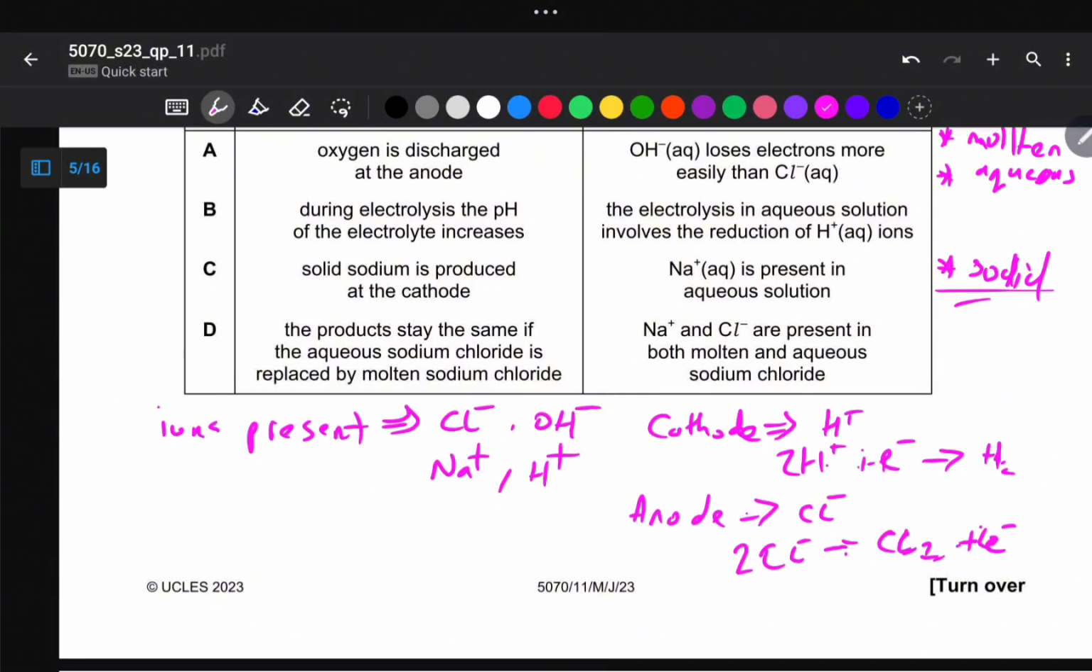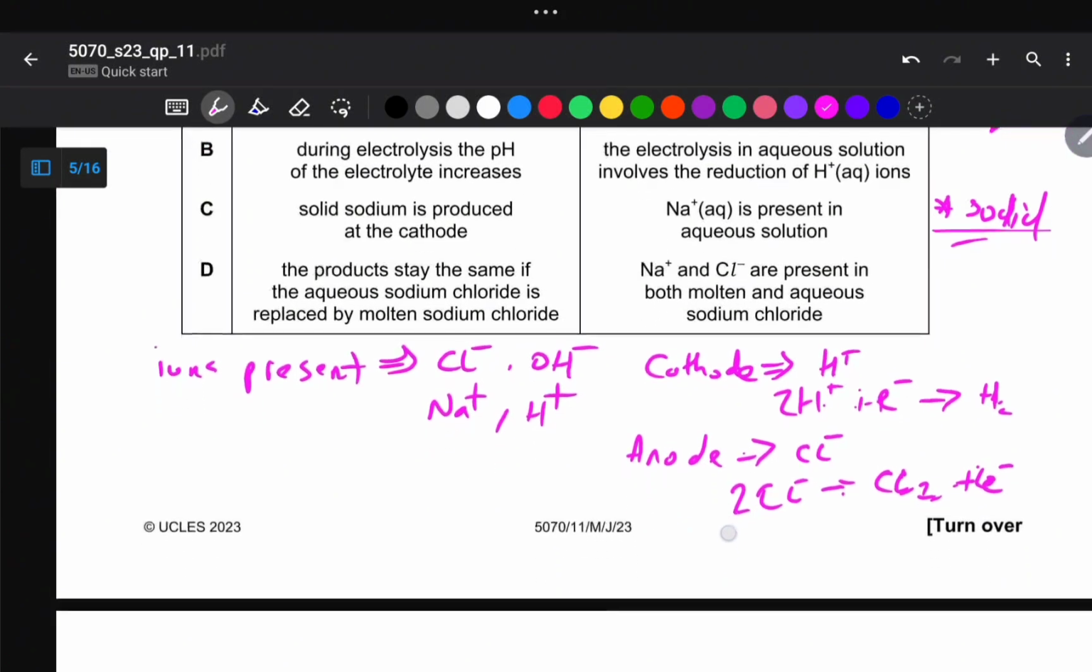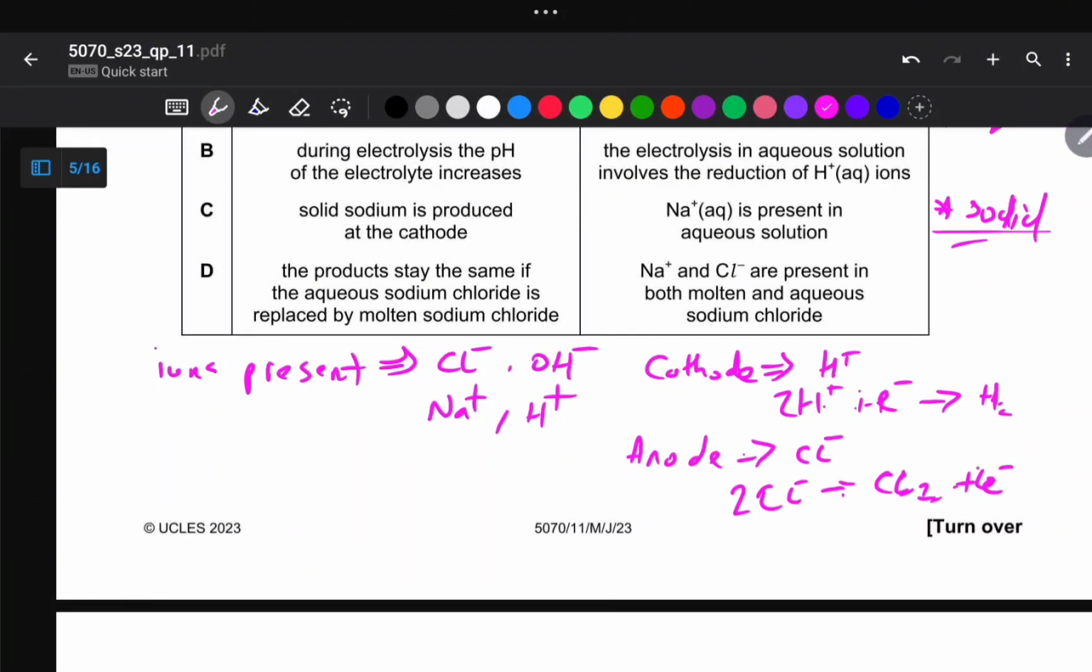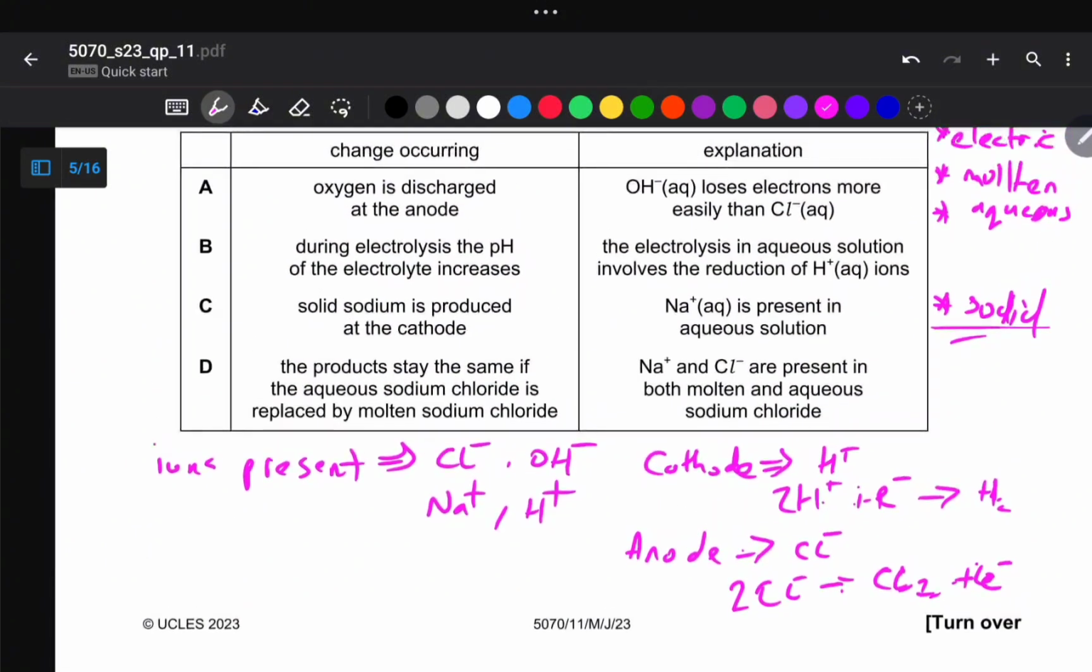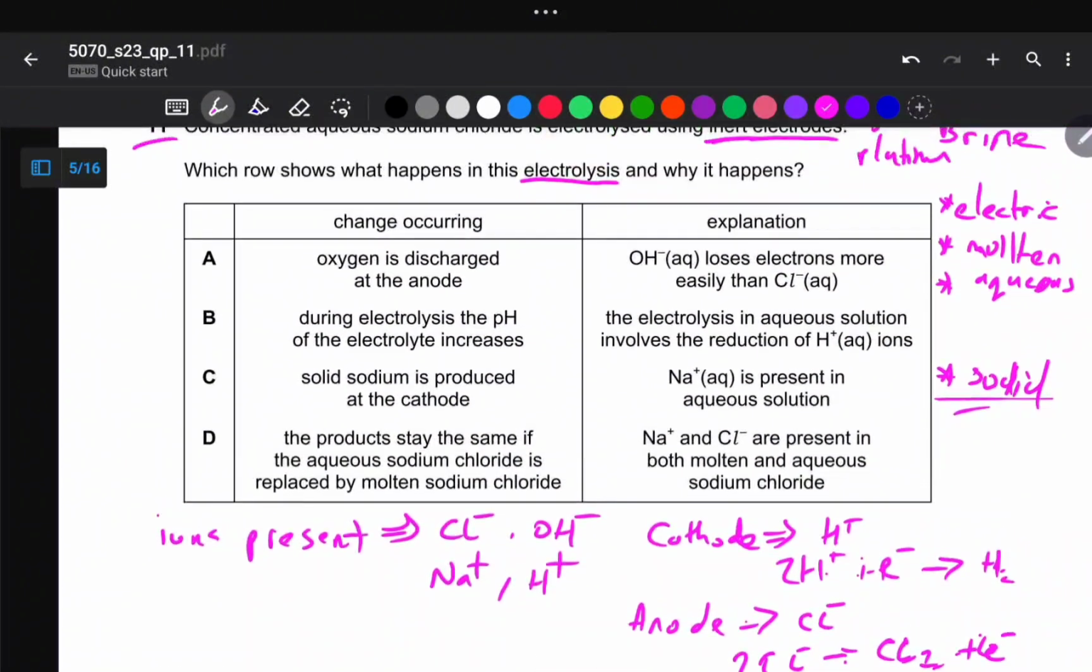And for the type of electrodes, I will show you as we are going to do a question on the electrolysis of copper(II) sulfate. Are we together? With this data, I assure you that you can answer any question on electrolysis of brine. So let us go back to our question. The question says, which row shows what happens in this electrolysis and explains why it happens.